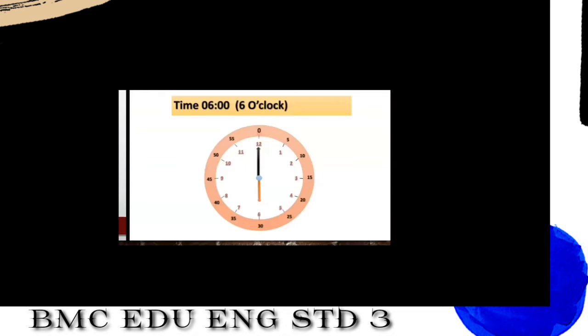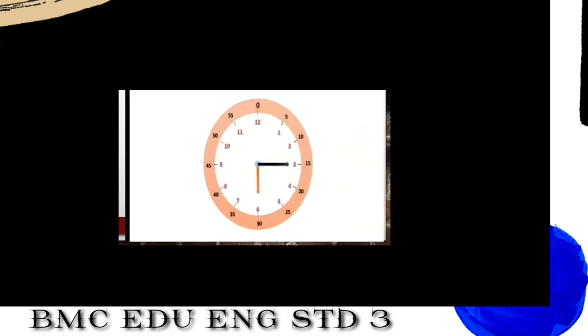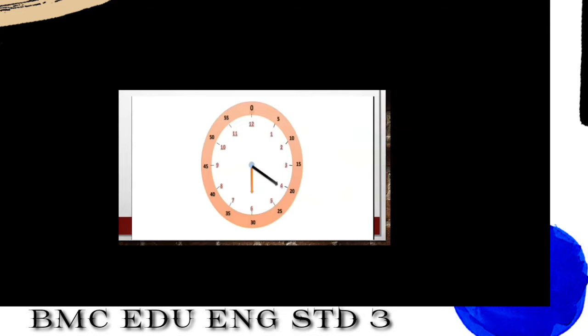Now see this time, children. What is the time? Yes, it is 6 o'clock. Now we will see how to read the time. 5 minutes past 6. In this way, you are going to read the time. Next. 10 minutes past 6. 15 minutes past 6. 20 minutes past 6.